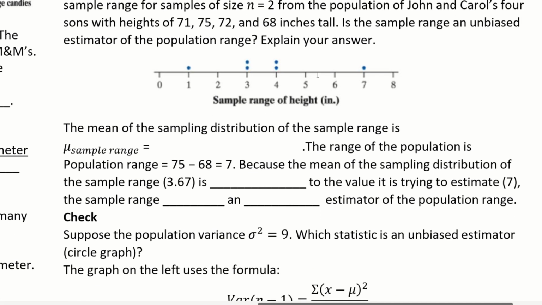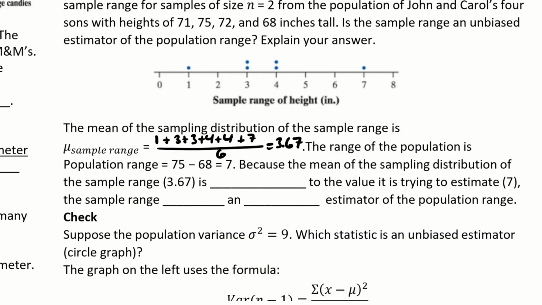Okay, so what we need to do is calculate the mu of the sample range, the mean of this distribution of sample range. So we have a 1, we have 2 3s, we have 2 4s, we have a 7. That's a total of 6 values. So let's go ahead and add those up real quick. We got 1 plus 3 plus 3 plus 4 plus 4 plus 7, divided by 6. Those are the sample ranges that we had, and we got 3.67. So that's our mu of sample range.